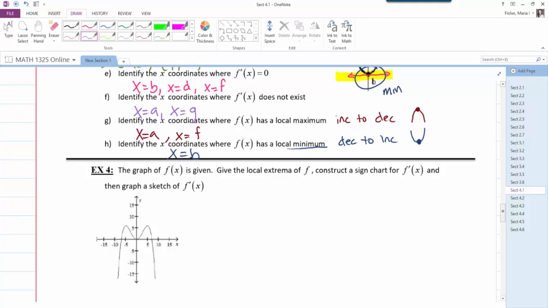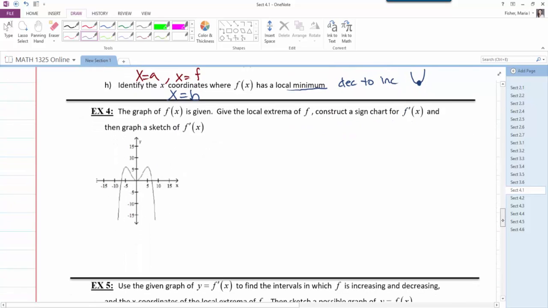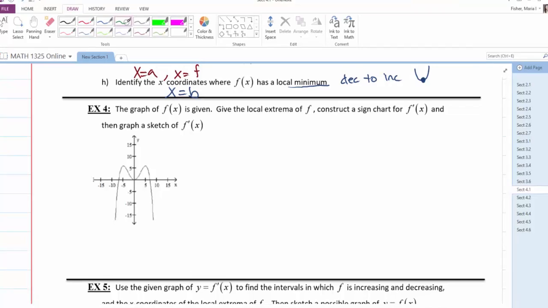Now what I want to do is give you the function. So example 4 here, we're given f of x. This is the graph of f of x. And we want to construct a sign chart for f prime of x, and then sketch the graph of f prime of x. So what do we know about the graph of f of x? So this is the graph of f of x. Let's figure out everything we know.